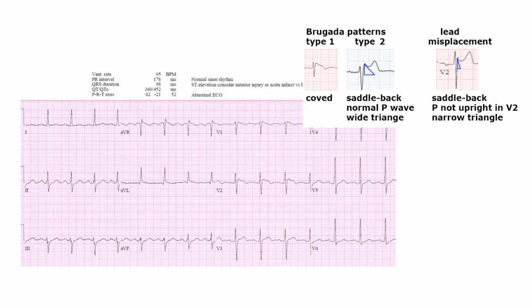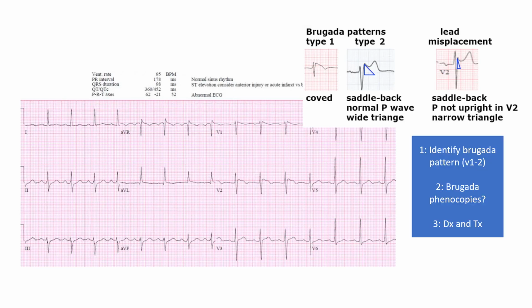And so you have two types of Brugadas, right? You have this one where it goes up here, where you have ST elevation, and then it goes down into a biphasic, go into an inverted T wave. And then you have the type 2, where you have this saddleback configuration, and you can make a triangle beneath it to make sure that it's not just lead misplacement.